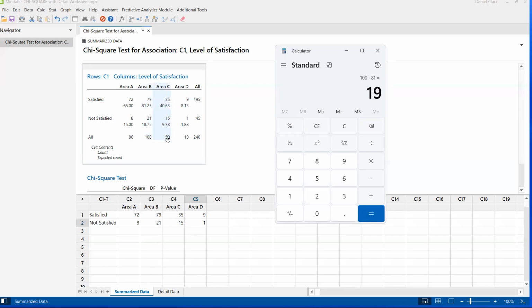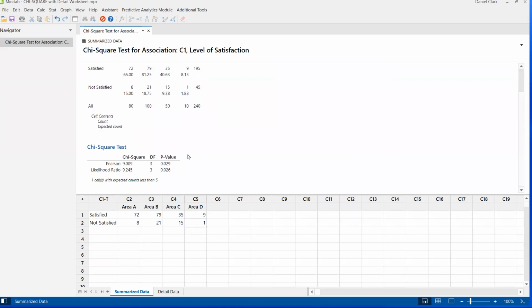Out of 50 customers in area C, we would have expected 9.38 dissatisfied. We saw 15. That's a few more than expected. In area D, we'd have expected 1.8. We saw 1. That's pretty close, but it's slightly smaller. So the p-value here tells us that, statistically speaking, at least one of these areas is different.